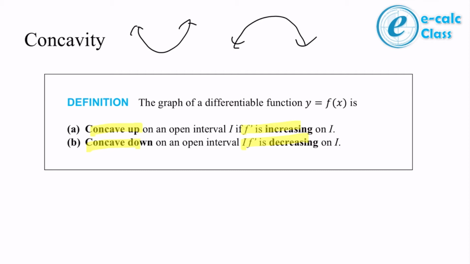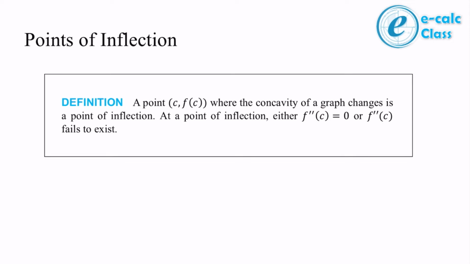Alright, and this is what we use to determine the shape of the graph, whether they are a U shape or an N shape. Now we'll be discussing what happens if the second derivative is equal to 0. So now we'll look at the definition of points of inflection. In simple terms, it is where the graph changes the concavity, which means it changes from concave up to concave down, or from concave down to concave up.